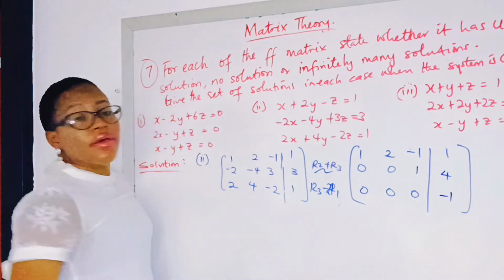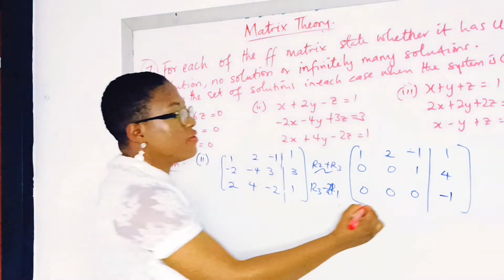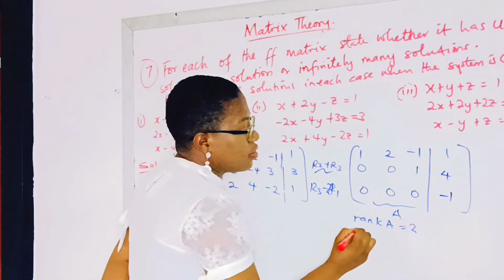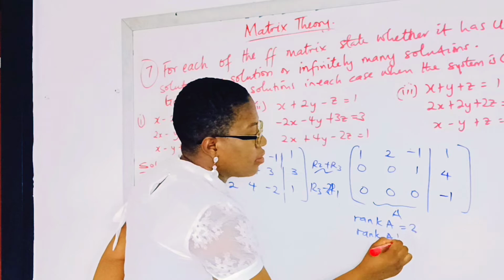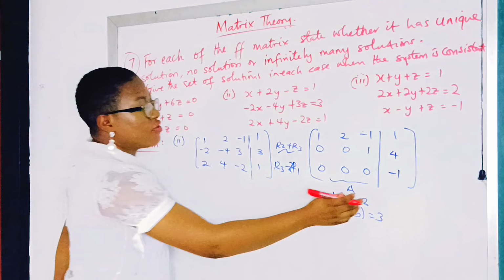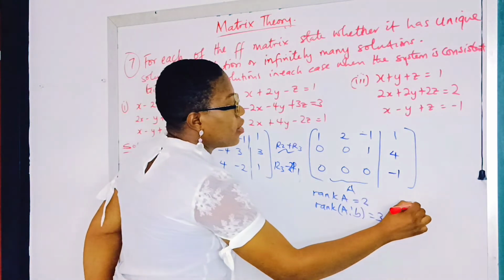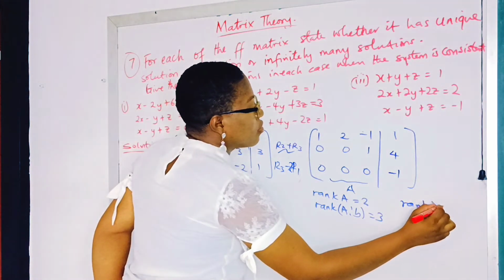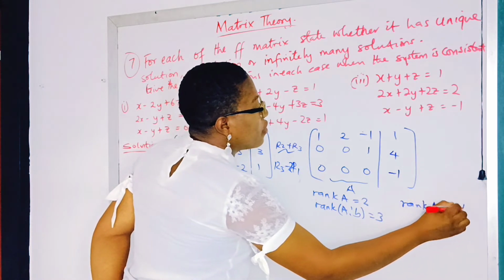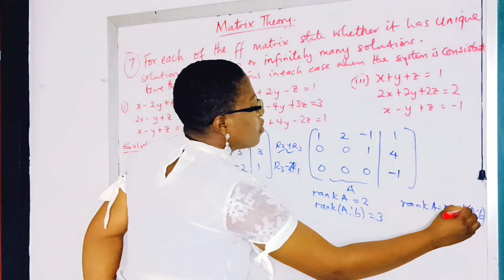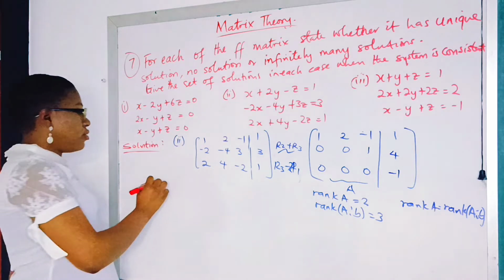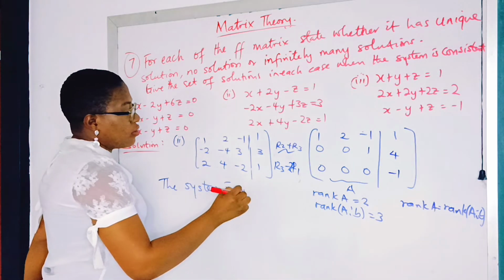I can stop here. The rank of A, this is A, is 2. The rank of A B is 3. The system is inconsistent. The rank of A is supposed to be greater than or equal to, in fact, should be exactly equal to the rank of A, B. But we are seeing that there is a problem. So the system is inconsistent.